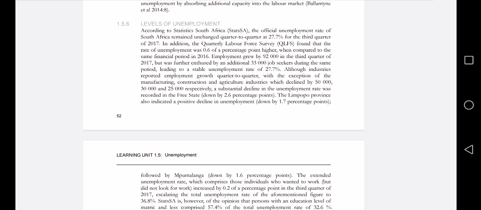Employment grew by 92,000 in the third quarter of 2017, but was further enthused by an additional 33,000 job seekers during the same period, leading to a stable unemployment rate of 27.7%. Although industries reported employment growth quarter to quarter, with the exception of manufacturing, construction, and agricultural industries, which declined by 50,000, 30,000, and 25,000 respectively.